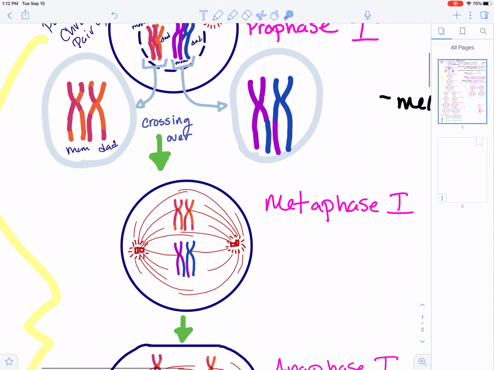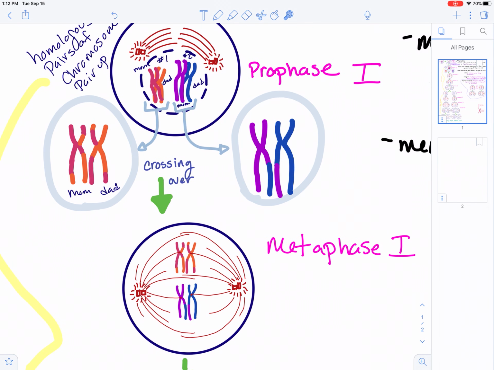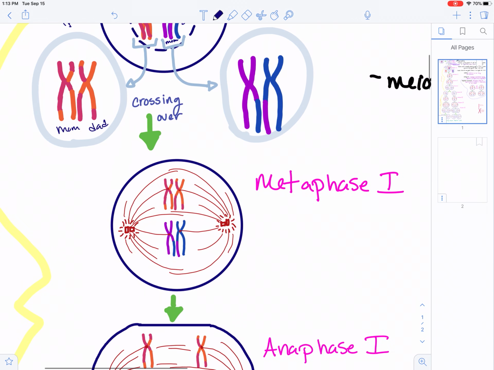Now, once our homologous chromosomes have sort of paired up, what ends up happening is our homologous chromosomes end up pairing up at the metaphase plate. So homologous chromosomes, homologous pairs, line up at that metaphase plate.